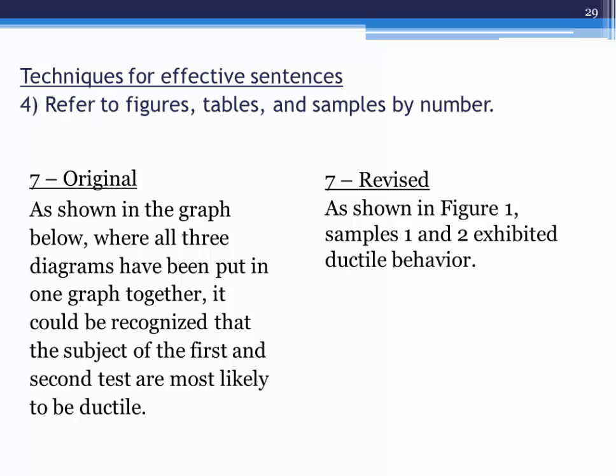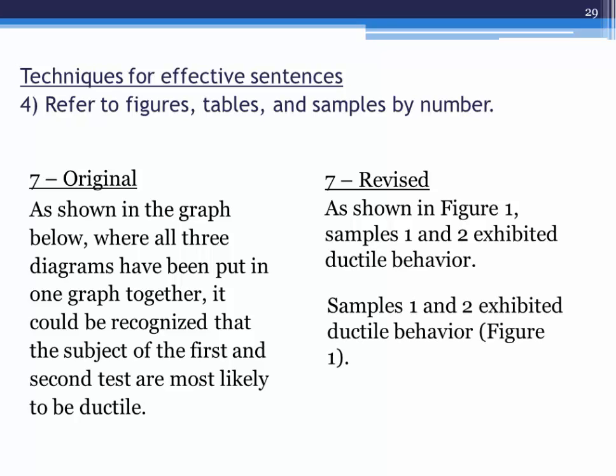"As shown in Figure 1, samples 1 and 2 exhibited ductile behavior." You could also refer to the figure at the end of the sentence. This gives more emphasis to the content and a little less to the figure. Also notice that the revision uses more precise and accurate word choices. The samples exhibit ductile behavior. That's what they did. There's no need then to use a wordy expression like "are most likely to be ductile," as in the original.